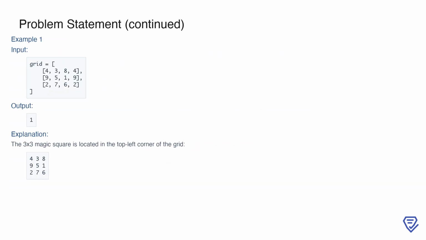For example, consider the input grid shown here. It is a 4x3 grid of integers. The function needs to locate any 3x3 subgrid within this larger grid that satisfies the requirements of a magic square. In this case, there is exactly one valid 3x3 magic square, which is found in the top left corner of the grid. The numbers in this subgrid are arranged as follows: the first row is 4, 3, and 8, the second row is 9, 5, and 1, and the third row is 2, 7, and 6. Our output for this example would be 1, indicating that one magic square was found.